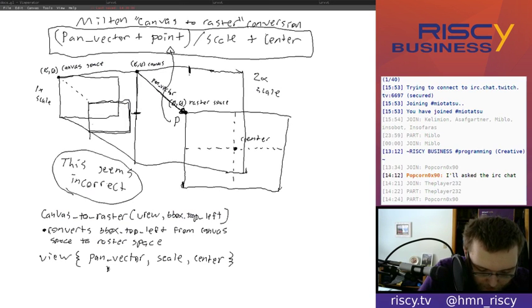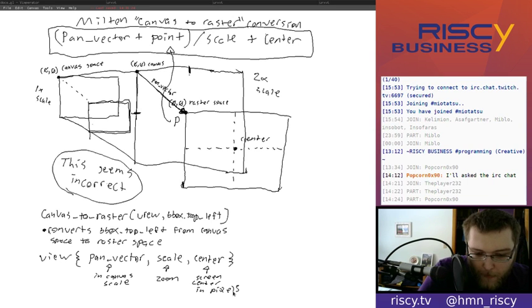So this is in canvas scale. This is the zoom. This is screen center in pixels. So points is what we're passing in that we want to convert.